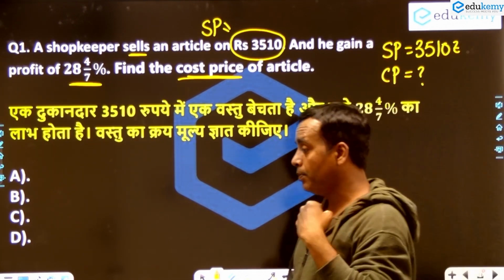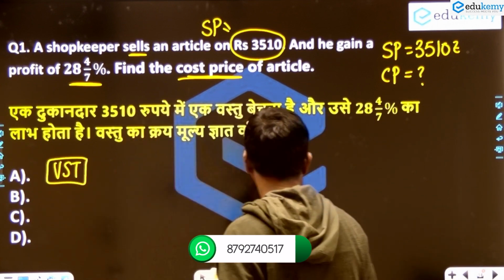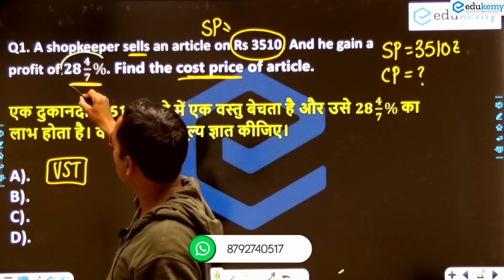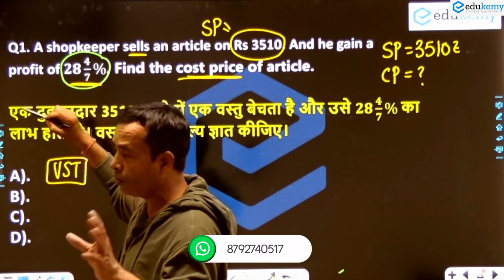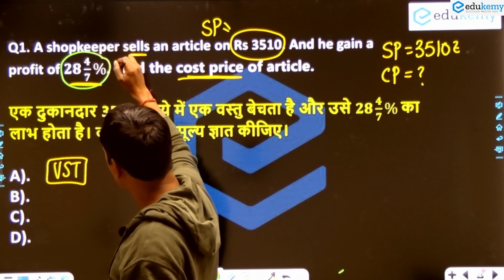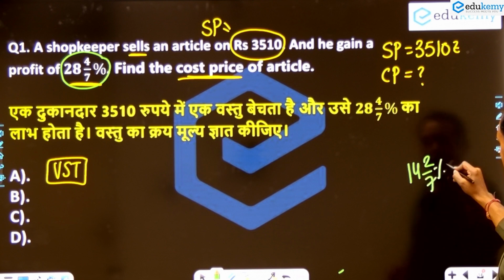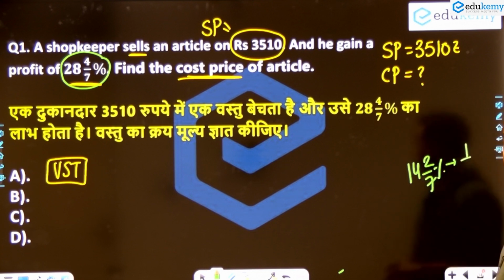So what is my method? Now see on the board. अच्छा, no option, कोई बात नहीं. I am writing my method. What I am doing? Do you know the shortcut of 28 and 4/7%? If you don't know, multiply 28 by 7 and add the 4 and write into 1/100. But I know that 14 and 2/7%. Already I mug it in the chapter of percentage.